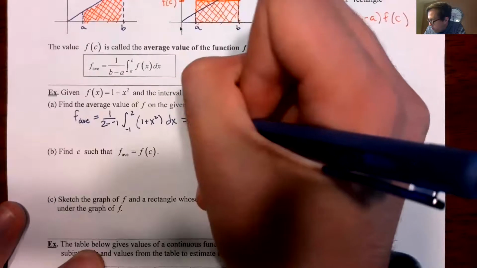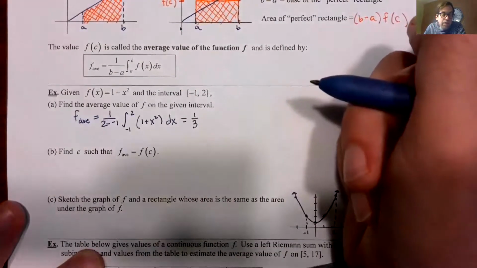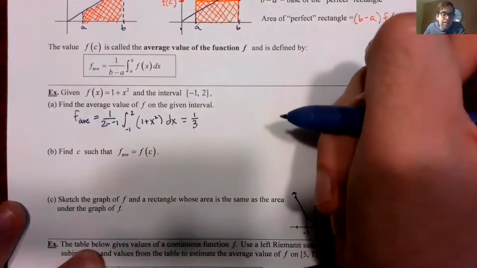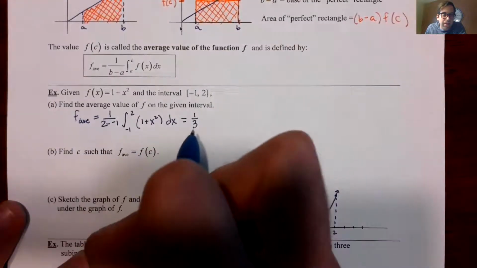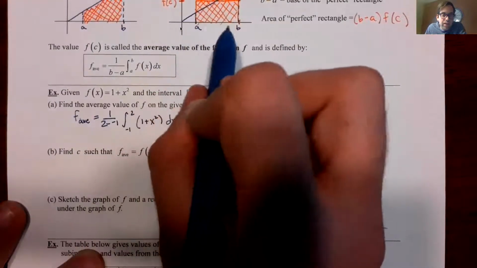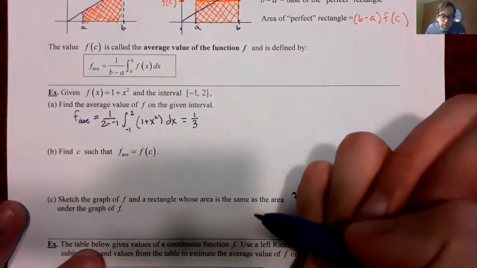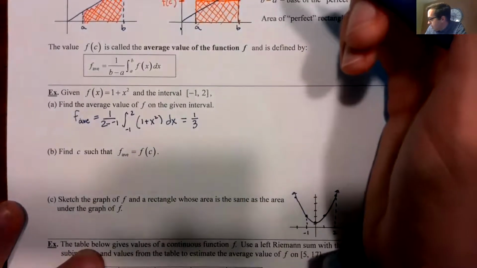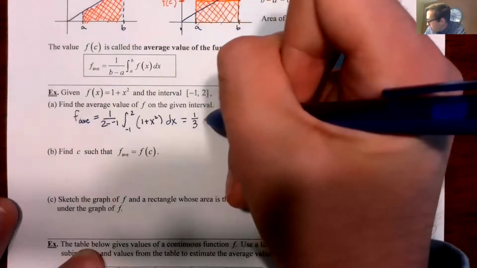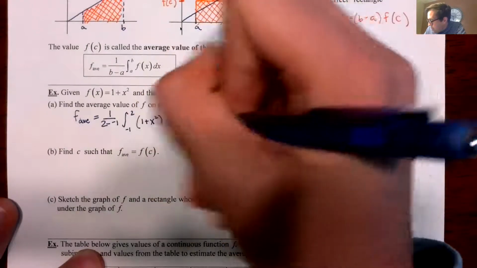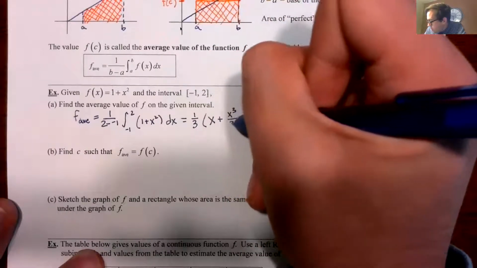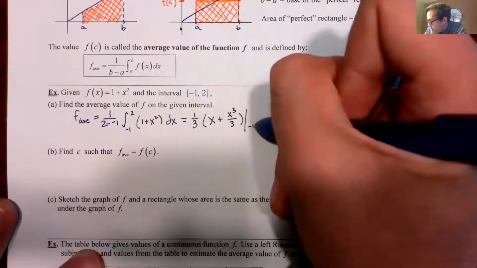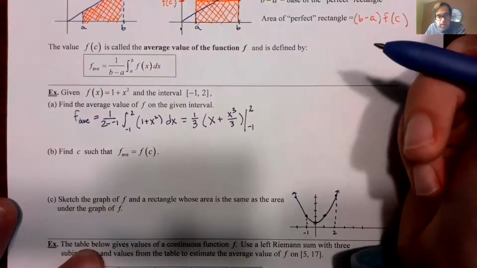So let's try it. 1 over 2 minus -1 is 1/3. This suspiciously also kind of looks like the formula to find the average of something, right? Because we're dividing by 3, and 3 is kind of like our width, which is like the number of numbers if you use the formula for an average, but we don't really need to do it that way. But let's keep going. So we have the integral of 1 plus x squared, which is x plus x cubed over 3 from -1 to 2.